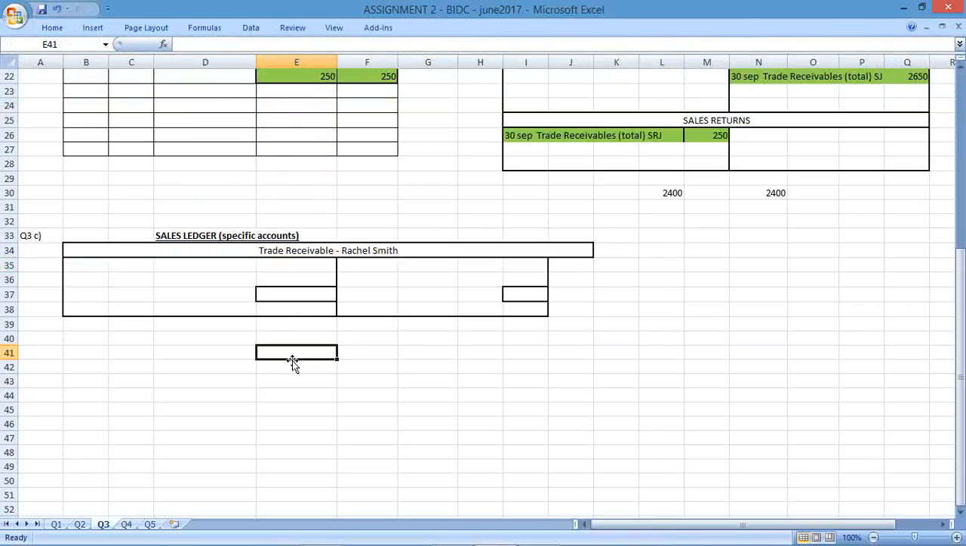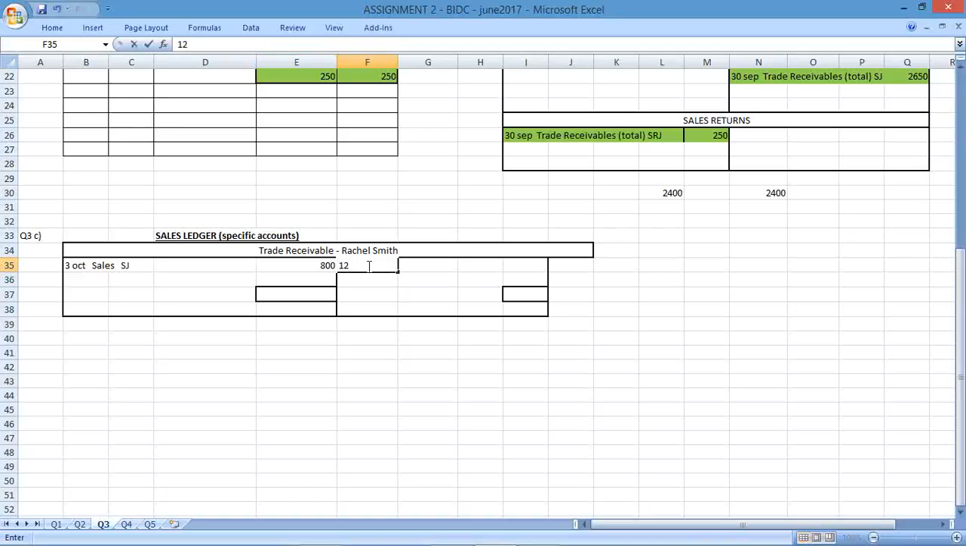So on the 3rd of October, an invoice was sent. So that's going to increase this account. So 3 October, we're going to record this as a sale from the sales journal. And how much did they sell to Rachel? 800. Sold on credit. Rachel paid for these goods by check on the 12th of October. So that's going to reduce her account.